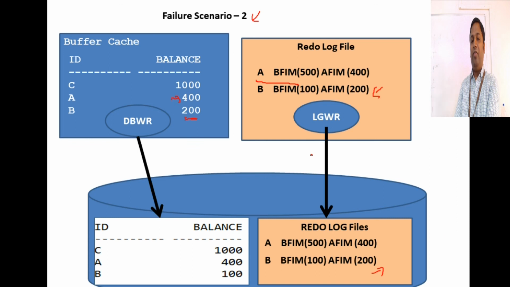All the redo log files are getting logged here. So you'll do a commit, right? You issue a commit, and then you log everything here. After this stage, you fail.